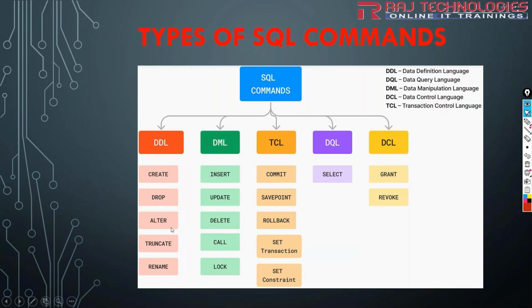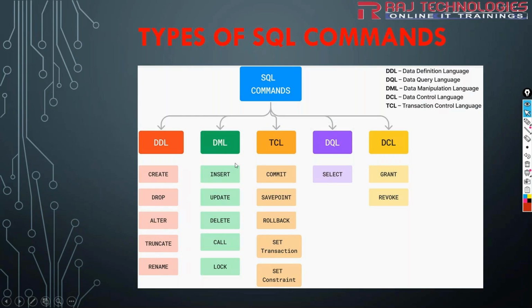For example, if you have created a table with the columns like employee ID, employee name, and employee salary, and in future we want to add a new column, a new field like designation, then we can use this alter command and alter the structure of your table. By using alter, we can even change the data type of your columns, or increase the size of your columns. Truncate is used to delete all the records from the table, and to rename the table.